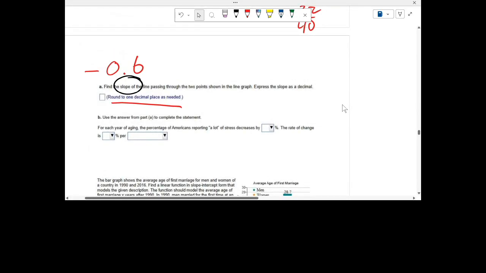And let's see if we can figure out what this negative 0.6 is telling me. All right, it says, for each year of aging, the percentage of Americans reporting a lot of stress decreases by what percent? So, y'all, one thing I want you to notice here, do you see how it's negative? That's why they're using the word decreases, right? But it's going down by 0.6, okay?